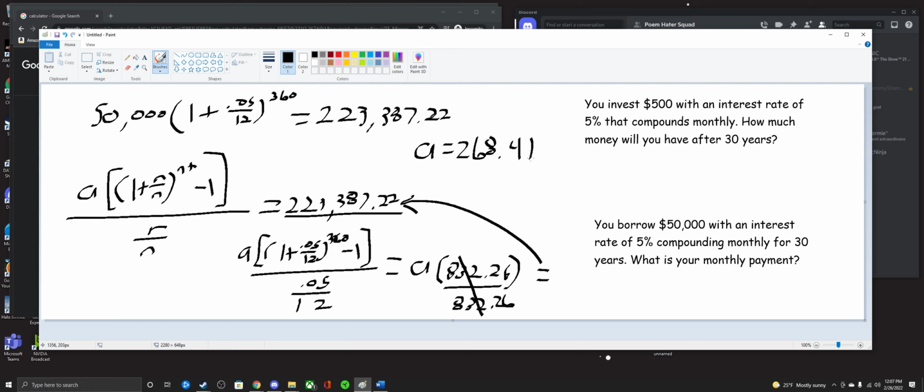So yeah, we found not only how much your investment would be worth at the end of x amount of years, but also if you were to borrow some amount of money, how much you would end up paying per month to pay off that loan.